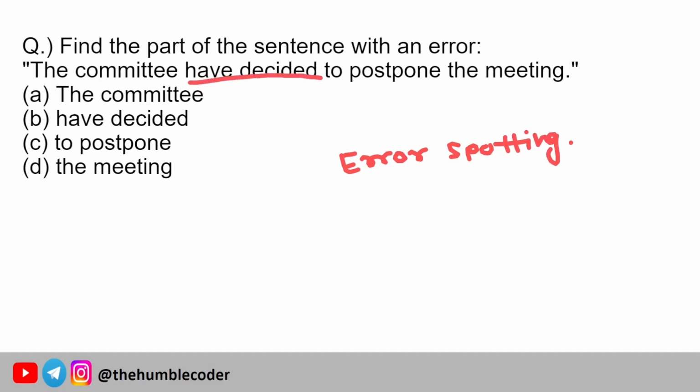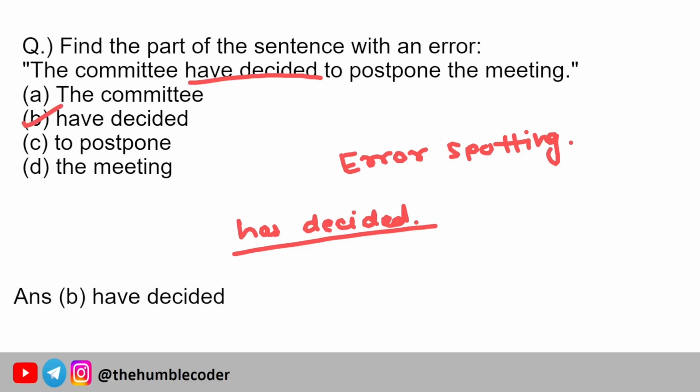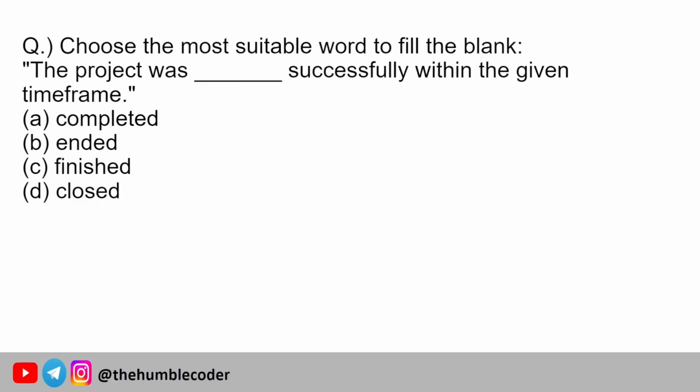It should not be "have decided"; instead it should be "has." The committee has decided, because they have already done it. It's not like they are waiting for it to be done in future. It is already done. The decision is already made. So the correct answer is option B, that is "has decided." "Have decided" is the wrong one, and the correct one is "has decided." But the question asked us to find in which part the error is, so the part with the error is "have decided."